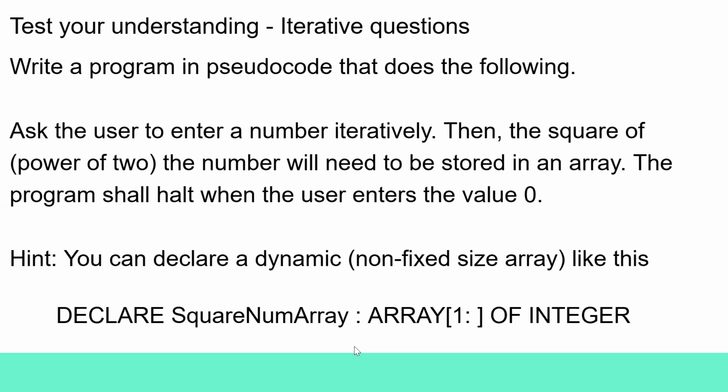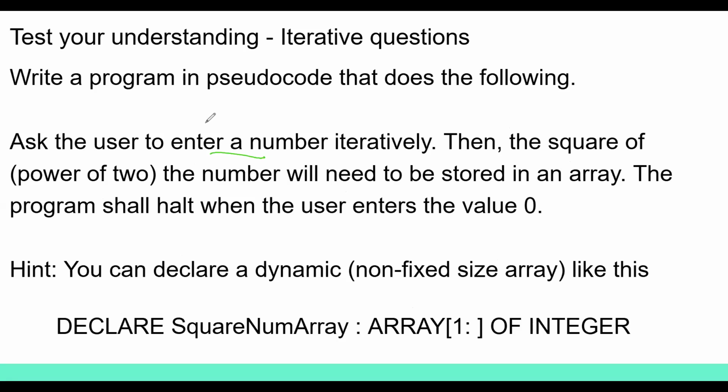Whenever you see enter a number, it means that you need to use the word input, the instruction input. This shows me that there is an iteration. So when there is an iteration, it means that there is a loop. When I see enter the value 0, it means that we should halt when the user enters 0. So this is a condition that will end the loop.